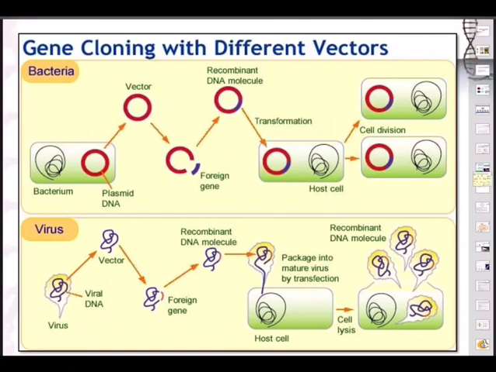Similarly, if the vector is a virus, you have a viral DNA, and to that viral DNA we are adding this foreign gene or gene of interest. You get a recombinant DNA molecule, and this recombinant DNA is inserted into the host cell, packaged into a mature virus by transfection. And once this enters the host cell, the viral DNA or recombinant DNA keeps on multiplying, and finally there will be cell lysis. The host cell will be broken and recombinant DNA molecules are released in plenty.